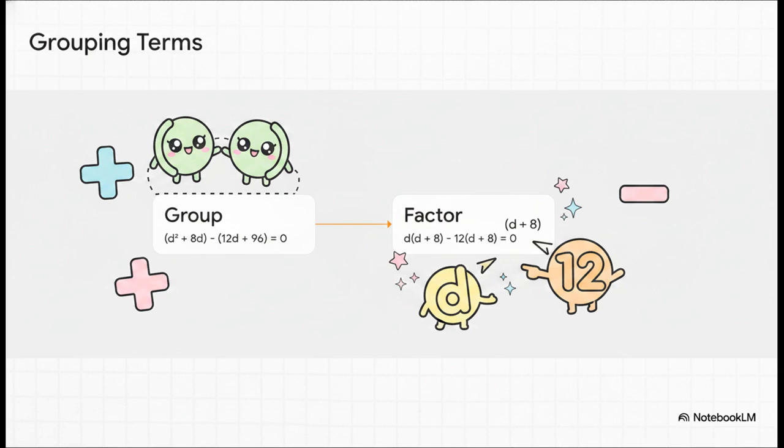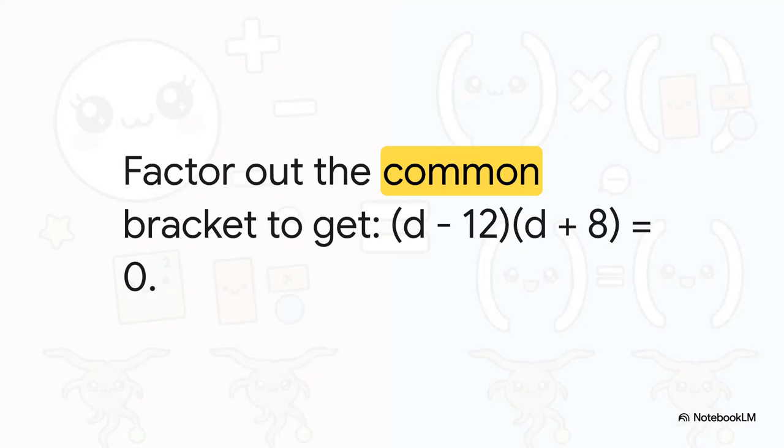Now we factor out the common elements from each team. From the first group, we can pull out a d, which leaves us with d plus 8. From the second group, we pull out a 12, which also perfectly leaves d plus 8. Notice how both of those brackets match exactly? That tells us we are 100% on the right track. Because both of our groups share that exact same d plus 8 bracket, that's our golden ticket.